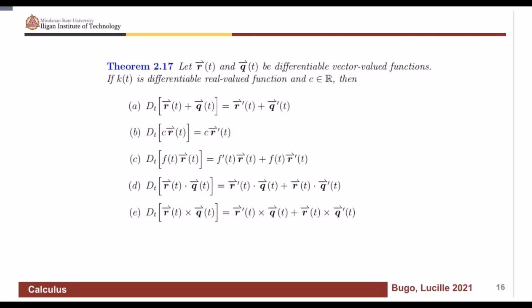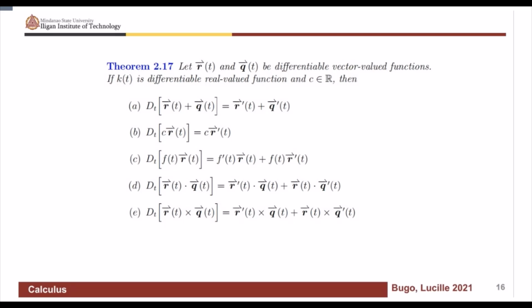Theorem 2.17, let r and q be differentiable vector valued functions. If f of t is a differentiable real valued function and c is a real number, then the derivative of the sum of these vector valued functions is equal to the sum of their derivatives, and the derivative of a constant times the vector valued function r is equal to the constant times the derivative of r. And the derivative of the product f of t times the vector r of t is equal to f prime of t r of t plus f of t r prime of t. So it looks like the product rule that we have for derivatives.